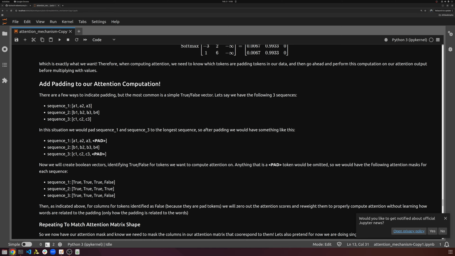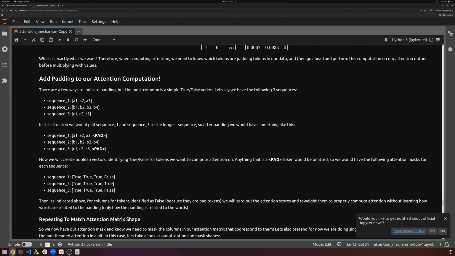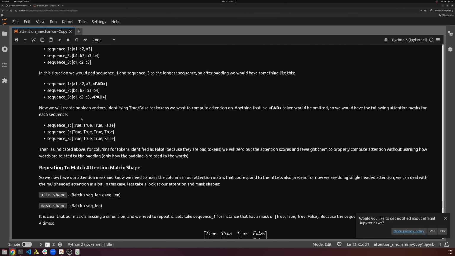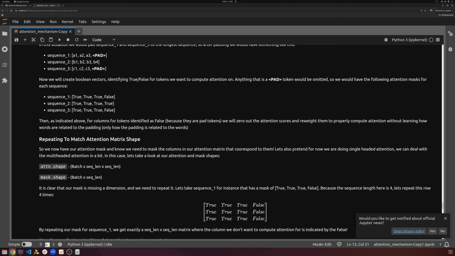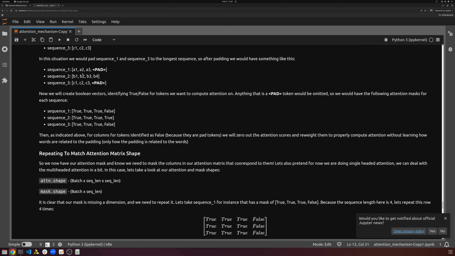A1, A2, A3, B1 through B4, C1 through C3. The problem is sequence 3 and sequence 1 is shorter than 2, so we need to add these additional pad tokens. So what I want to do is create a Boolean vector identifying in sequence 1, is it a pad token or not a pad token?